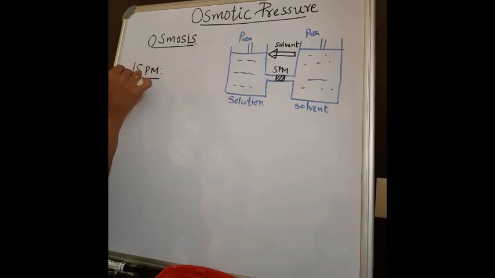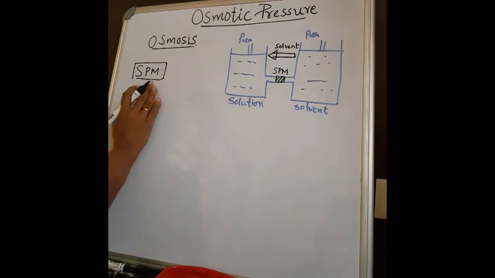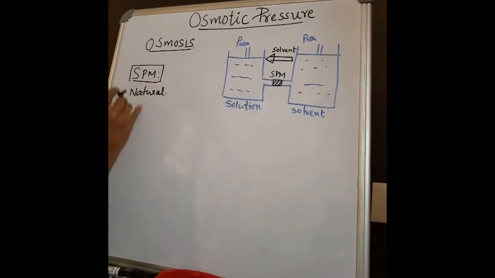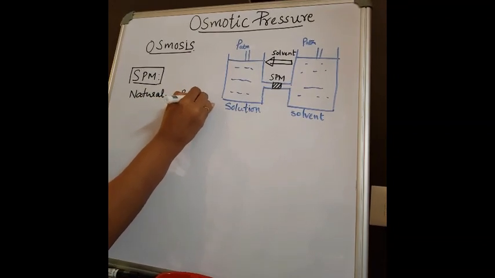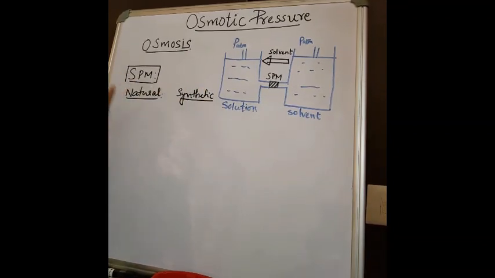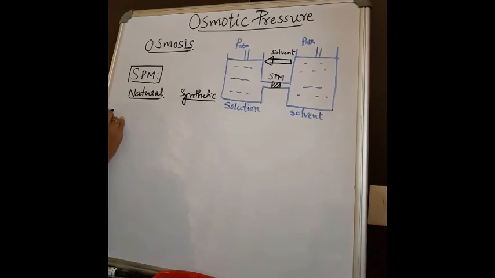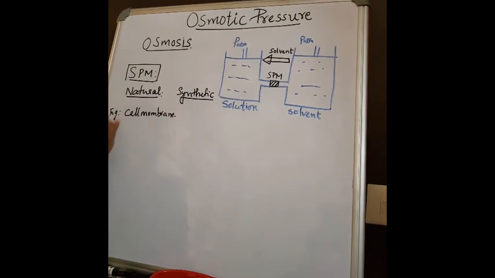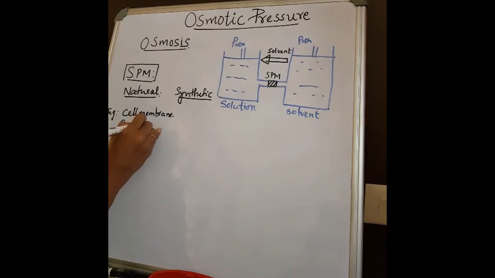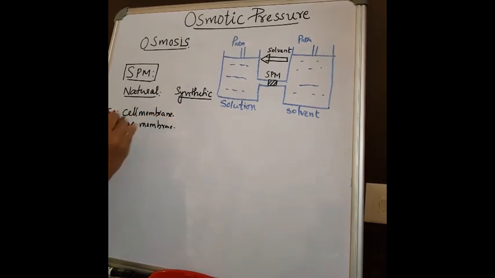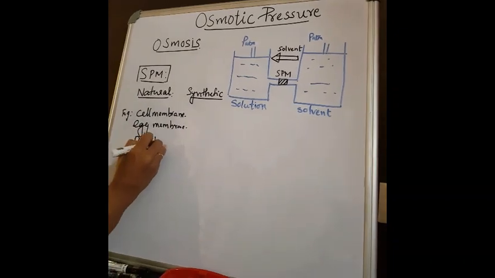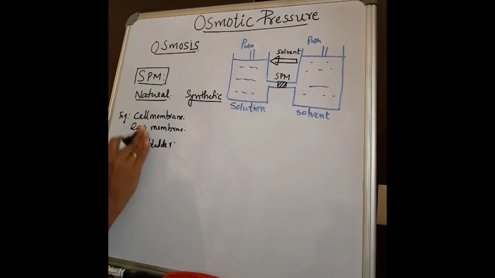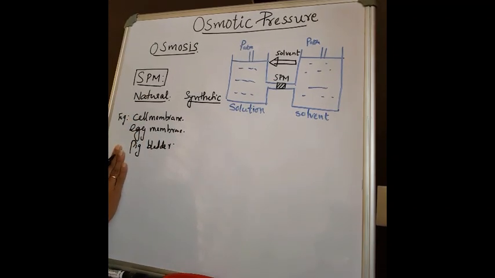Okay. Now talking about the semi-permeable membrane, it can be natural or synthetic. Natural semi-permeable membrane means, for example, the cell membrane. You all know the cell membrane. Then the egg membrane, and pig bladder. Pig bladder is also used as a semi-permeable membrane. These are examples of natural semi-permeable membrane.